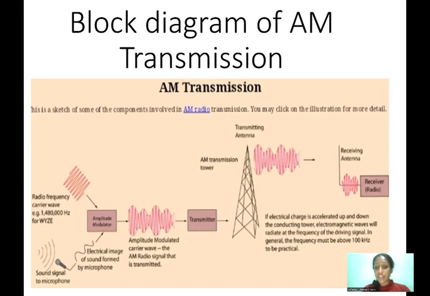If electrical charge is accelerated up and down the conducting tower, electromagnetic waves will be radiated at the frequency of the driving signal. In general, the frequency must be above 100 kilohertz to be practical. From the transmitting antenna, it goes to a receiver antenna, that is the receiver end of the radio.